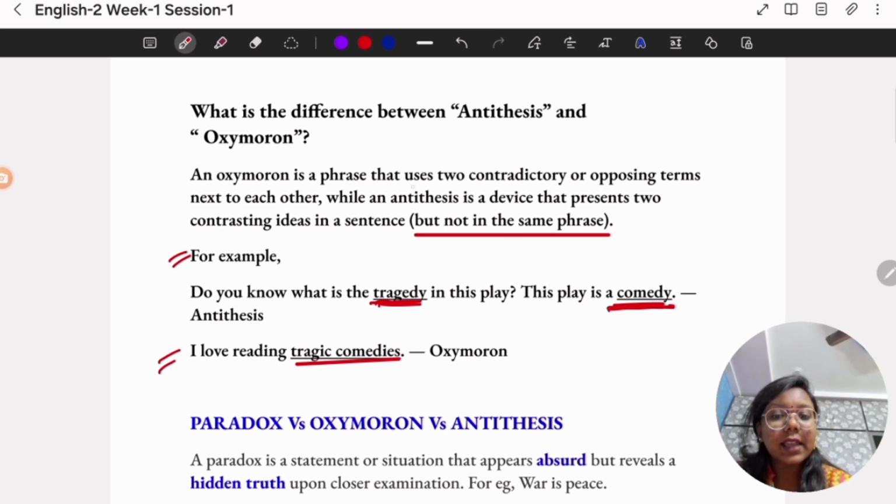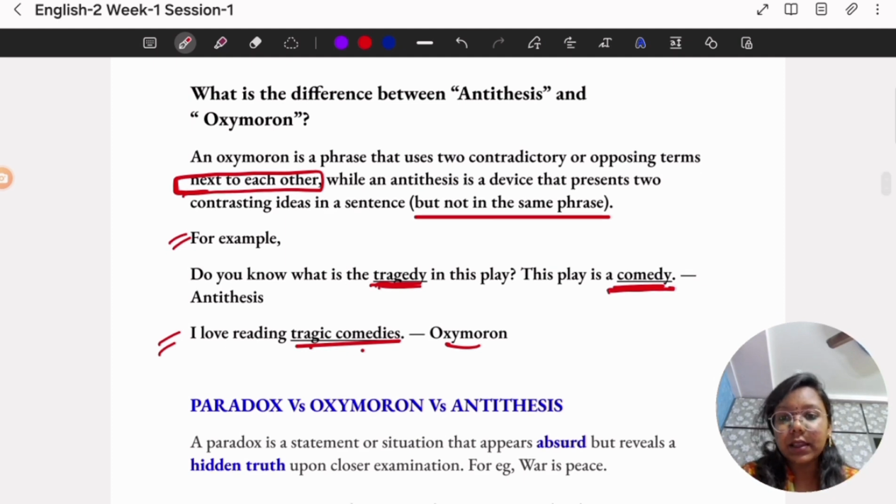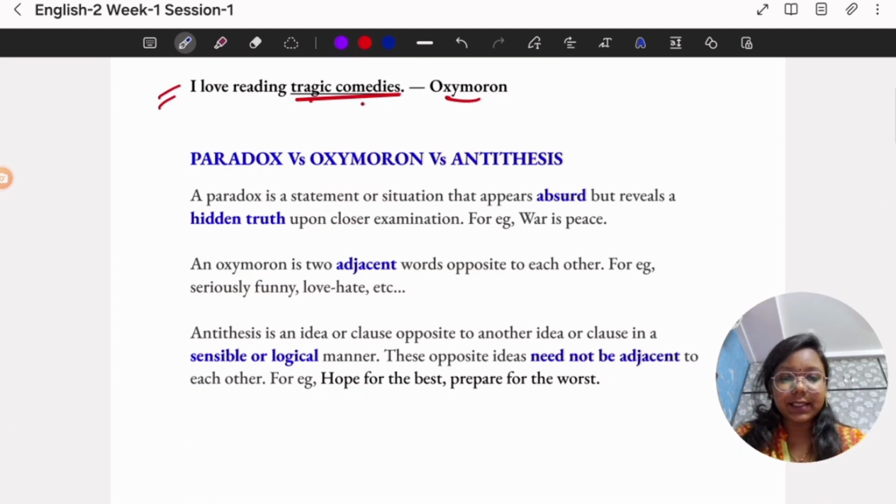Oxymoron is a phrase that uses two contradictory or opposing terms next to each other. This is the main thing to remember about oxymoron. If two opposite terms are next to each other, then it's an oxymoron. And in antithesis, they'll be in a sentence. The opposite terms will not be in the same phrase. So that is the difference. Let's see the difference between these three: paradox, oxymoron, and antithesis. They have a very thin line between them, but it's not that difficult to differentiate.